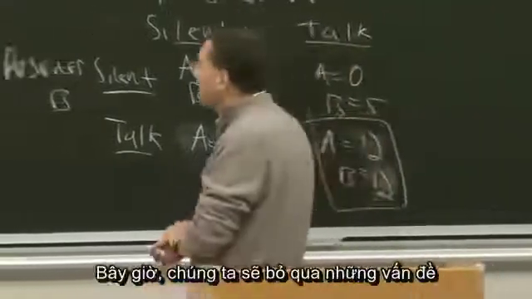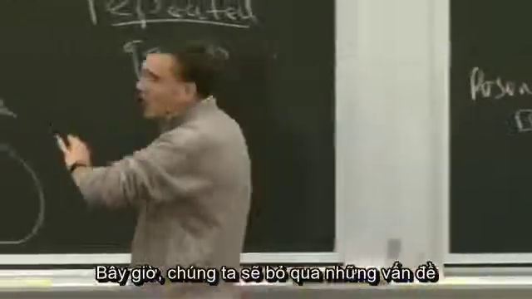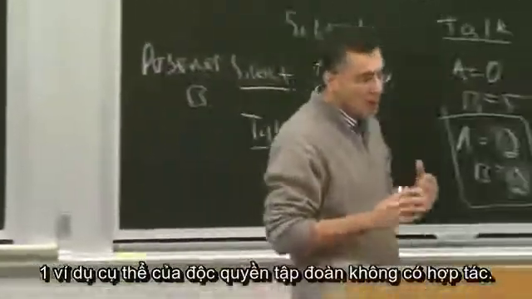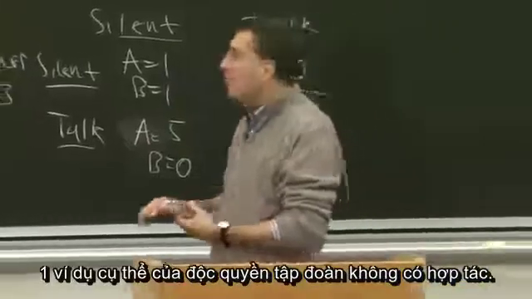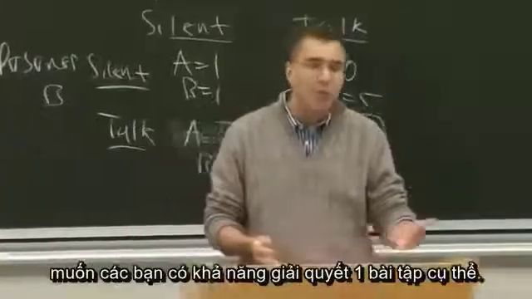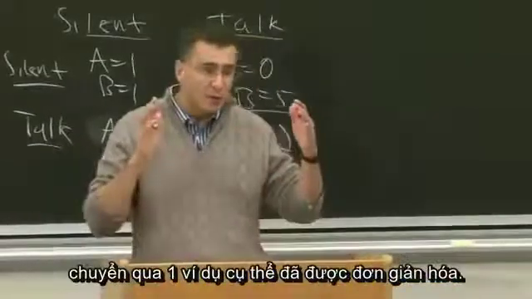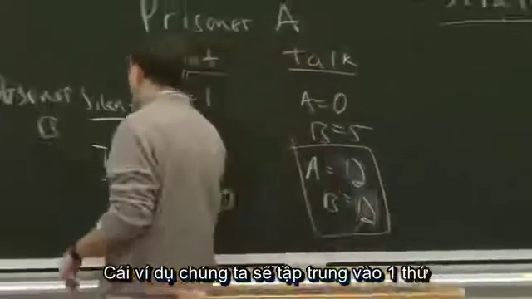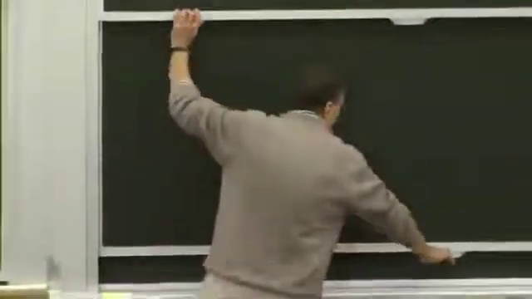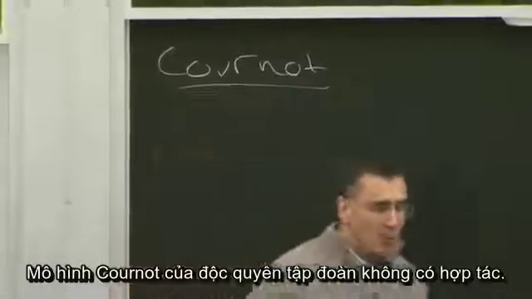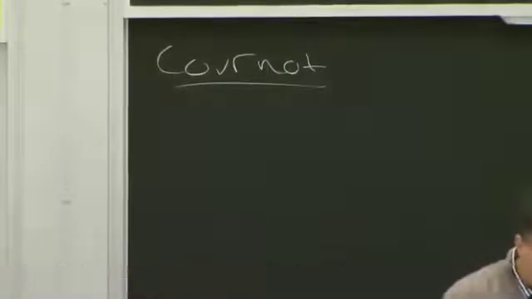Having done that, we're going to now leave aside these more interesting dynamic issues and focus on a specific example of a non-cooperative oligopoly. Because once again, this is all fun intuitively, but we want you to be able to work through a problem. And the way to work that through is we're going to have to move to a specific simplified example. The example we're going to focus on is called the Cournot model, the Cournot model of non-cooperative oligopoly.